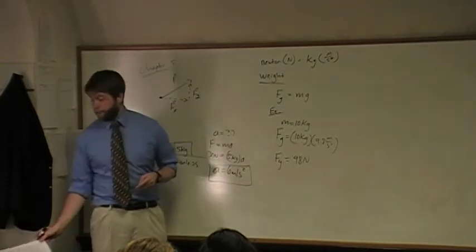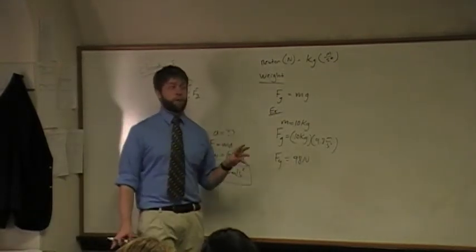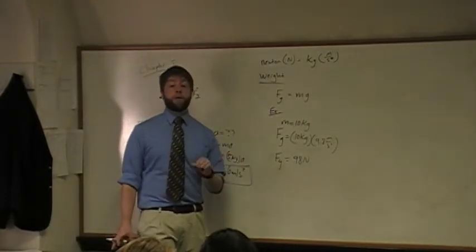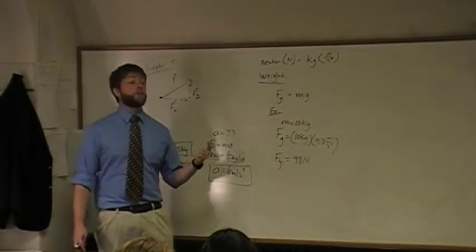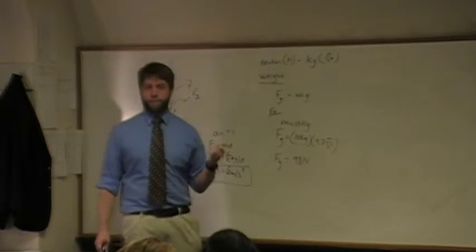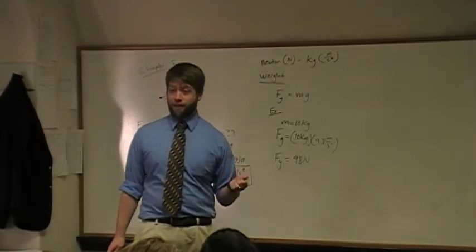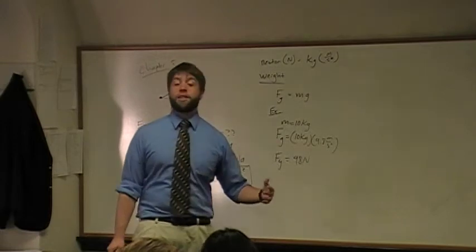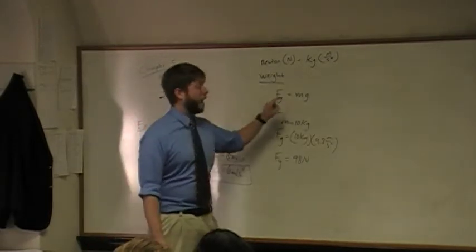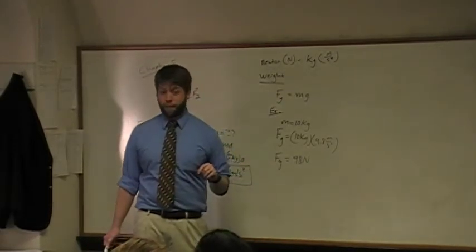Now, I'm telling you right now, be careful on the problems this chapter. They love to go back and forth between weight and mass. So they might say a 5 kilogram object. 5 kilograms is the mass of the object. If they say a 100 Newton object, that means that's the weight, the force of gravity on the object, and you have to find the mass.